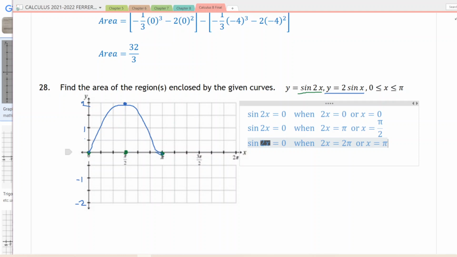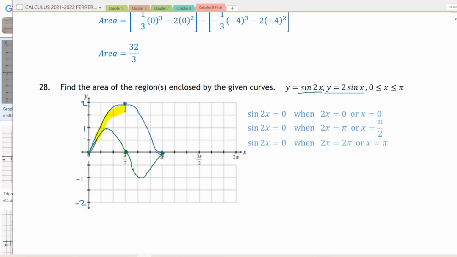Let's draw our curve. We know that halfway between 0 and pi halves, that's at pi over 4, we're going to get a value of positive 1 because that's the way that the sine graph works. And then halfway between pi halves and pi, we're going to get a negative 1. This is going to help us find our shaded region. Our shaded region is going to be the area here between our blue curve and our green curve.